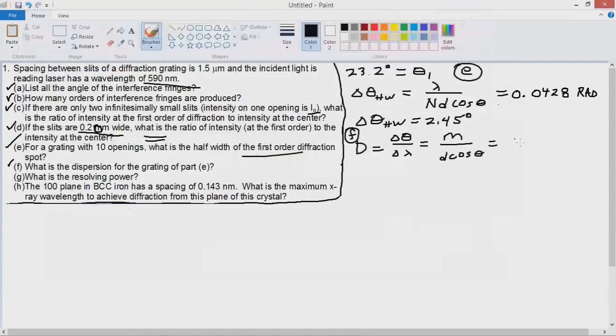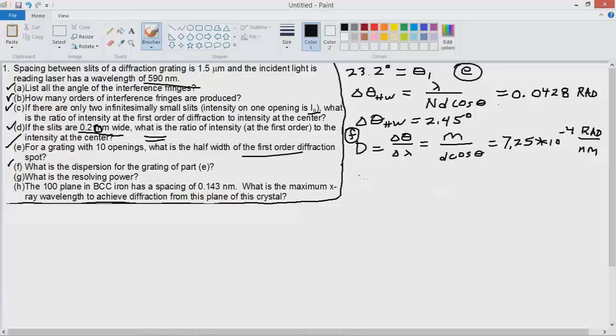And I get an answer of 7.25 times 10 to the negative 4th radians per nanometer.